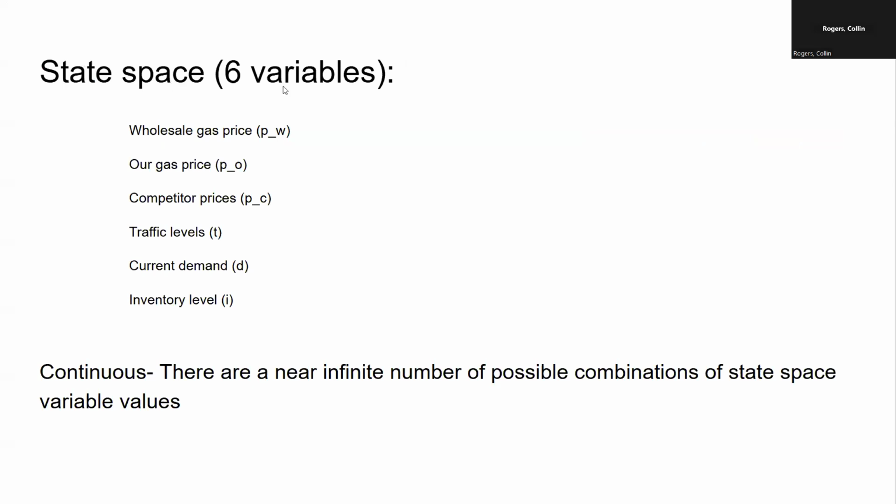So here are our state space variables. We have wholesale gas price right now. We have our current posted gas price. We have a list of competitor gas prices. So all the gas stations around us, like how much are they charging for gas right now? Traffic levels is how many cars are in front of our gas station right now. Current demand is how many gallons we've sold in the last hour, and inventory level is how much gas do we have in our inventory to sell to people.